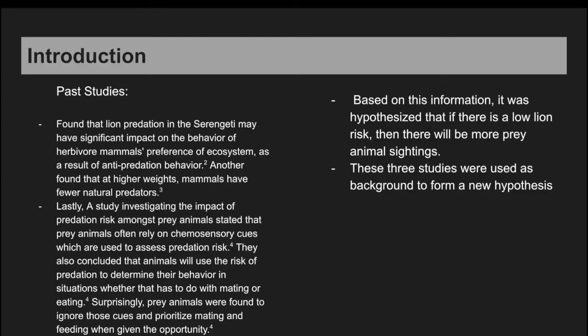Past studies that focused on this topic often found that the level of lion risk influenced the ecosystem in which prey animals, more specifically herbivore mammals, chose to inhabit. This choice can be referred to as an anti-predation behavior.